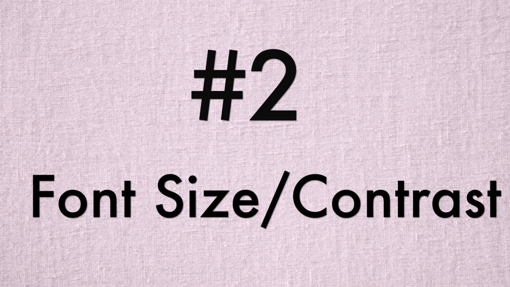Number 2, font size and contrast. Whether you have a learning disability or a visual disability, the type of font and the background that you use on that font will either make it easier or harder for someone to read. For individuals who have difficulty interpreting language, whether by vision or by interpretation, it can be very difficult to read text that doesn't have a high contrast level.